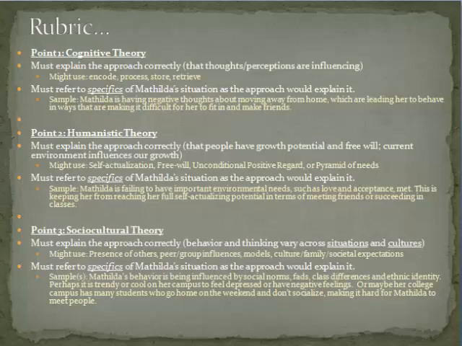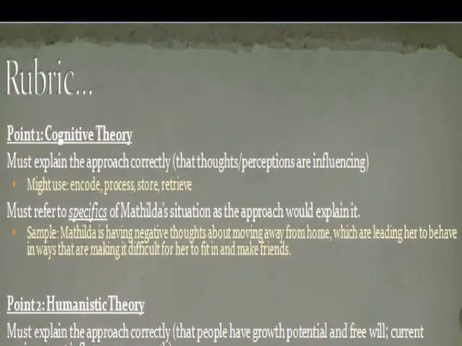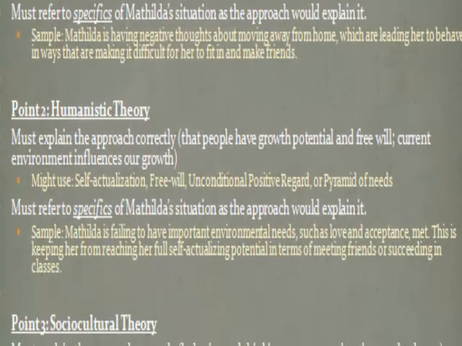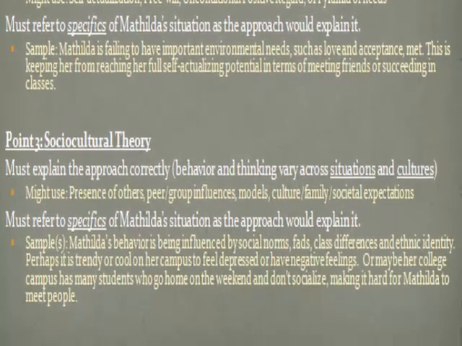So now that you've taken the time to go through and write what you feel your response would be, the first slide I've included is what a rubric might typically look like for this example. So for the cognitive theory, you need to explain the approach correctly. So obviously give a definition of it. You might use words like encode, process, store, retrieve. You wouldn't typically have to, but those would be good academic vocabulary or words to include. Then you must refer to specifics of Matilda's situation as the approach would explain it. An example is listed here. So make sure that you take time to read through each one of these.